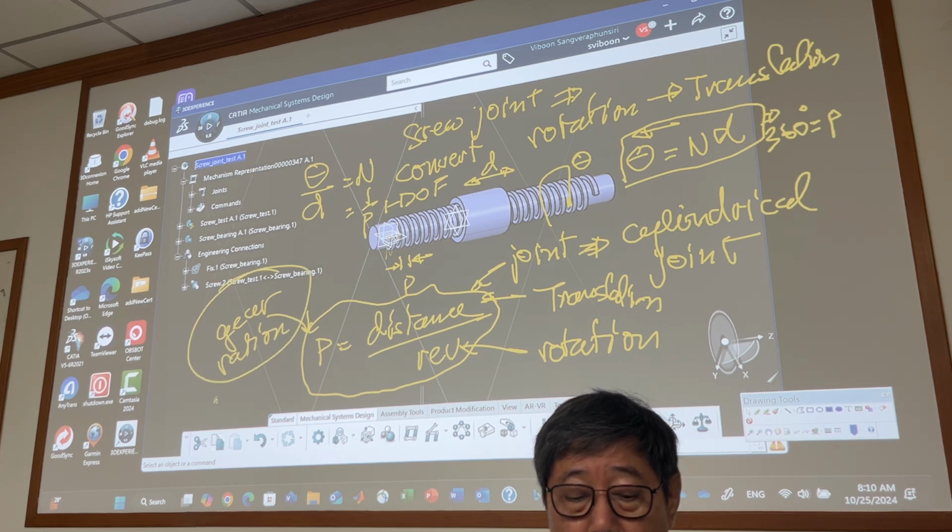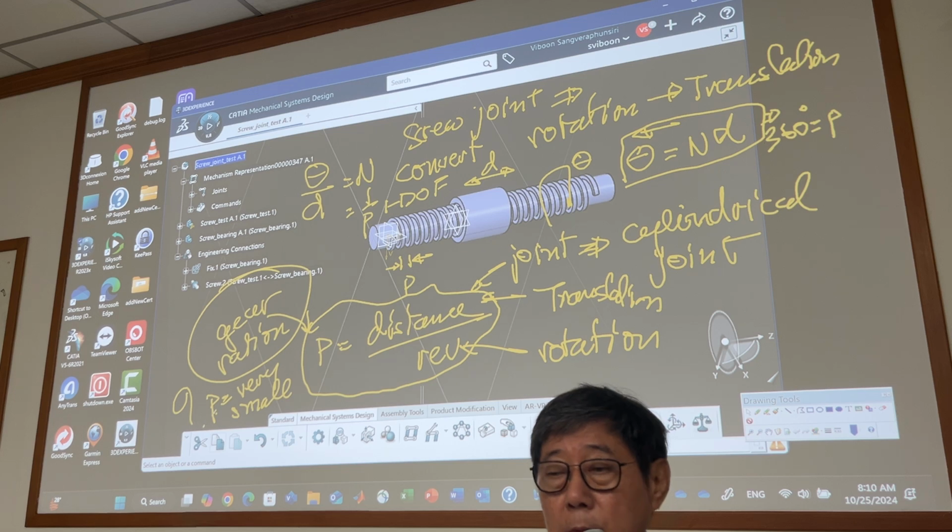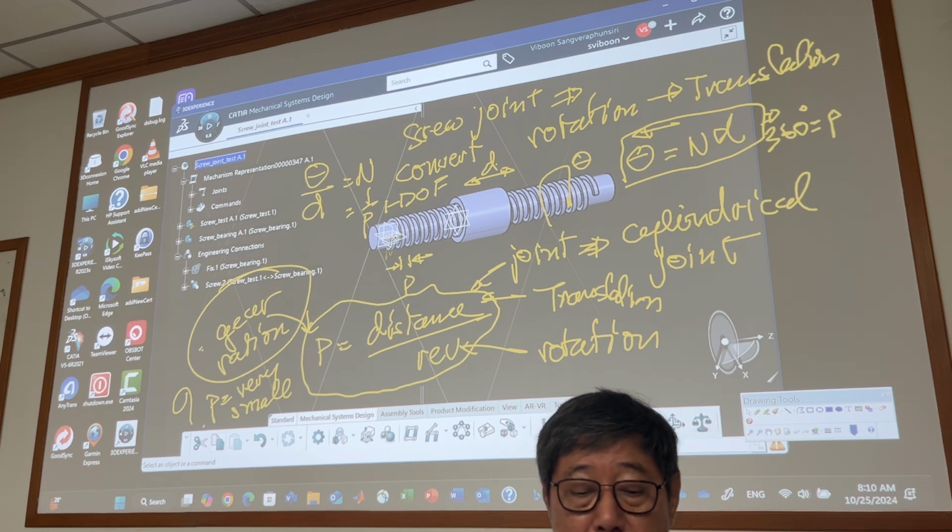What happens if we have a pitch very small? What happened? Look at this one. You see, you spin a lot, and D is a very small number in that case. The pitch is very small, right? You spin a lot, D is a very small number actually. So that means pitch very small is equivalent to high gear ratio.